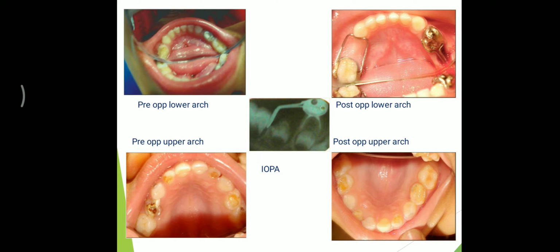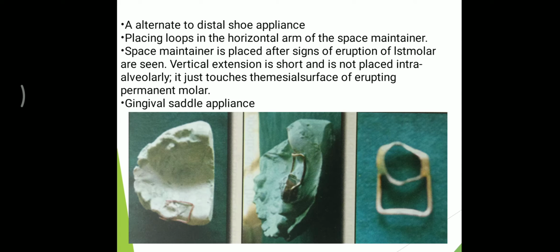A pre-operative lower arch, a post-operative lower picture, and this is the IOPA of the distal shoe. Now let's see about the reverse band and loop. An alternative to the distal shoe appliance, placing a loop in the horizontal arm of the space maintainer. The space maintainer is placed after signs of eruption of the first molar are seen, and the vertical extension is short and is not placed intraalveolarly. It just touches the mesial surface of the erupting permanent molar, and the gingival saddle appliance.